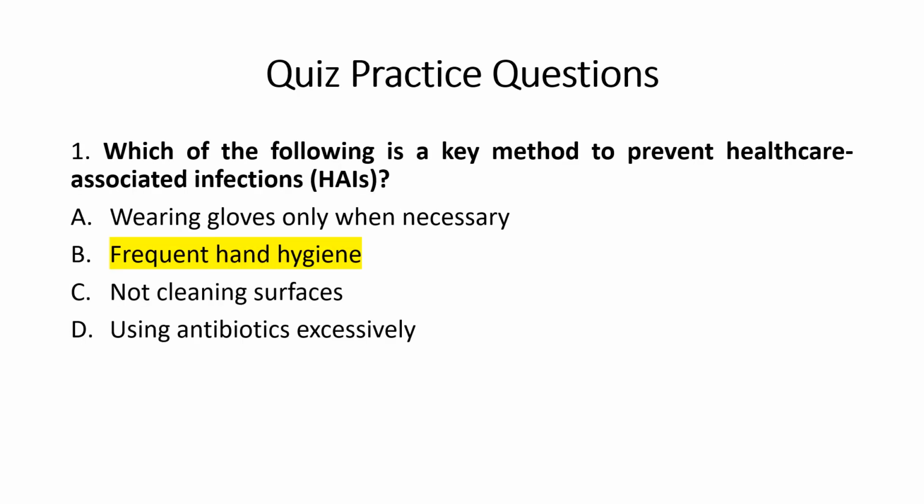So here are some quiz practices for you. Which of the following is a key method to prevent healthcare associated infection? What is the key strategy? The options are wearing gloves only when necessary, frequent hand hygiene, not cleaning surfaces, and using antibiotics excessively. What I told previously: if an option like hand hygiene is there, definitely you have to click on hand hygiene only.